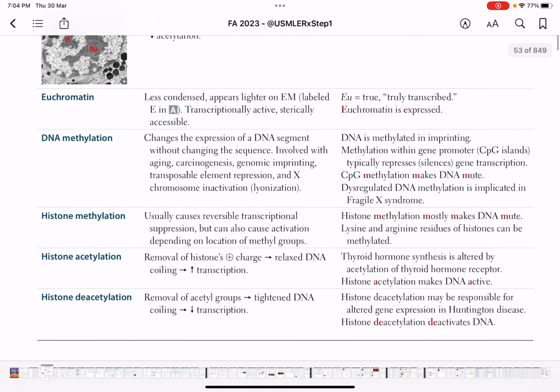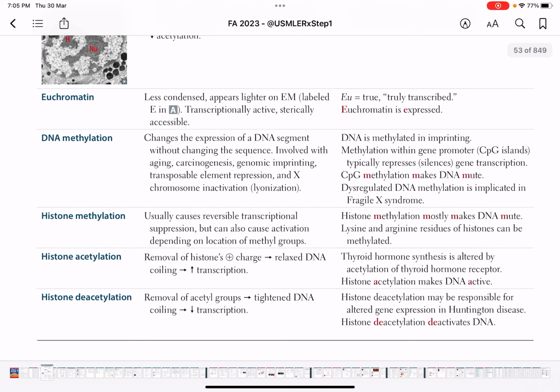Next is DNA methylation. It changes the expression of the DNA segment without changing the sequence. It is involved with aging, carcinogenesis, genomic imprinting, transposable element repression, and X chromosome inactivation, which is called lionization. So this is also very much asked, what all processes is DNA methylation involved in, which we will study in the further videos, that how DNA methylation plays a very important role in carcinogenesis.